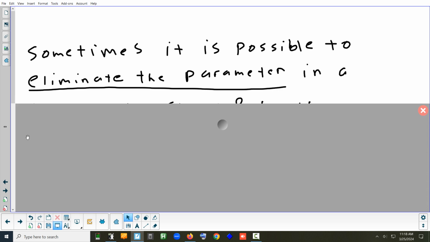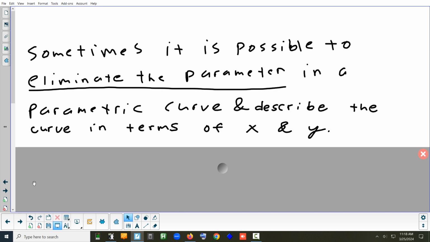All right, so what we're going to look at here is how can you eliminate the parameter? What that means is to take something that's parametric and change it back to what we're used to. We could do that with the last one. When you eliminate the parameter, you're getting rid of the t, and you're going to be getting something in y equals format.